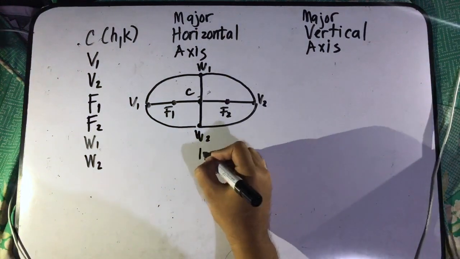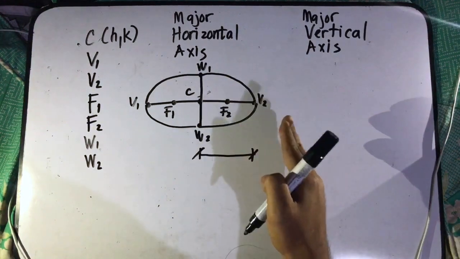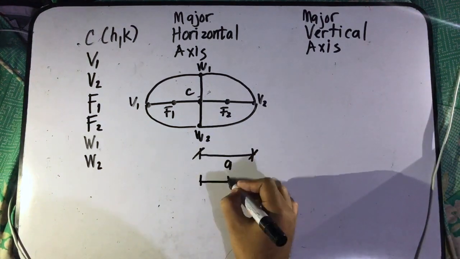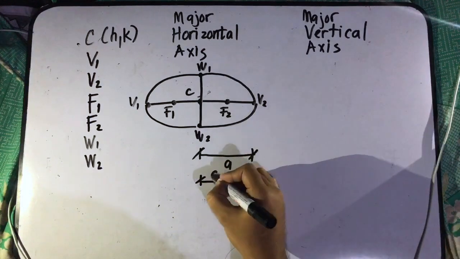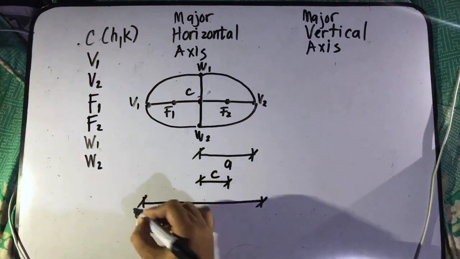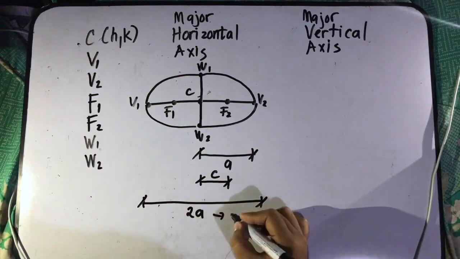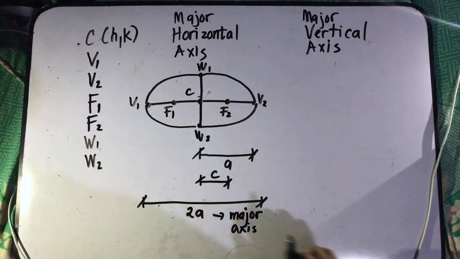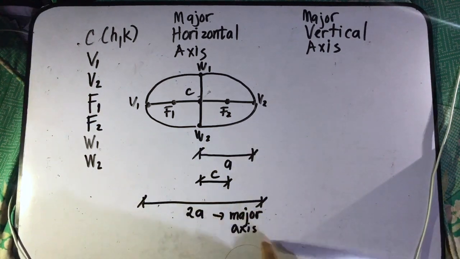So, always remember that from the center up to a point on the vertex, that is called A. And from the center up to the point of the focus, that is C. So, therefore, from the vertex up to the vertex again, that is 2A. And we call that as the major axis. That is the length of the major axis. The length of the major axis will always be 2A.